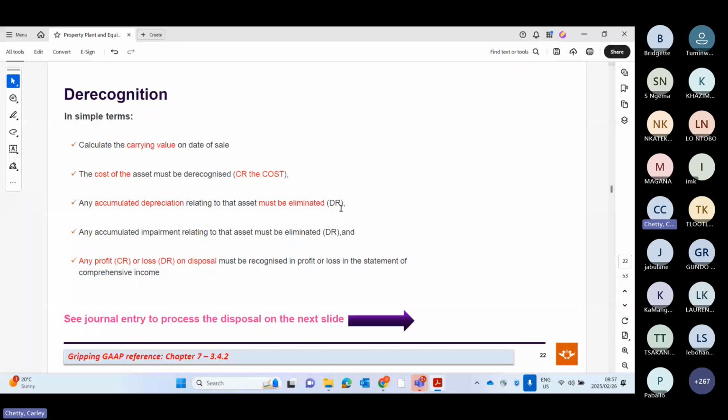We are eliminating the accumulated depreciation. Any accumulated impairment relating to the asset must also be eliminated by debiting that account. And then we're going to determine the profit or loss. So the profit or loss on disposal must be recognized in the statement of profit or loss, which is the statement of comprehensive income. Okay, so that is the process we are going to follow. Let's have a look at the accounts we'll debit and credit.